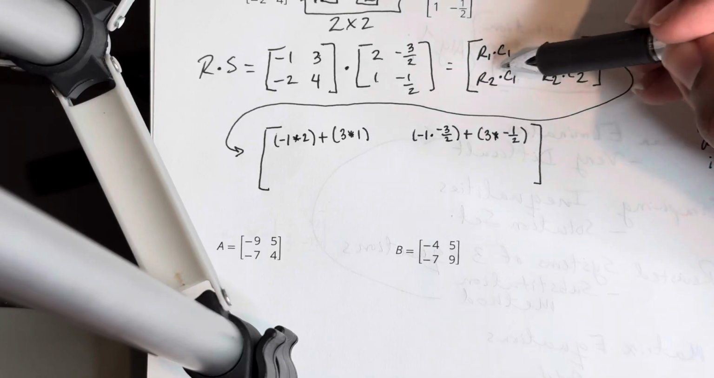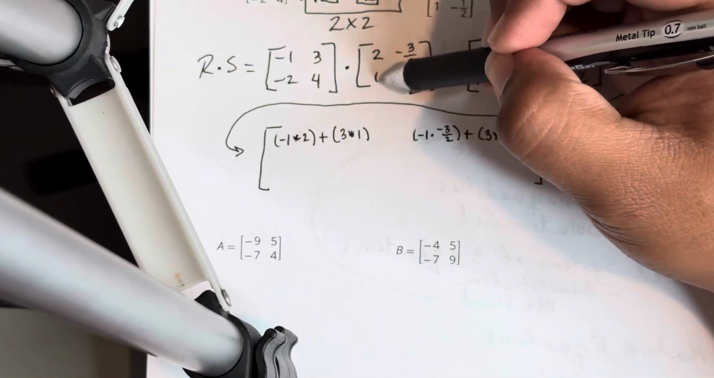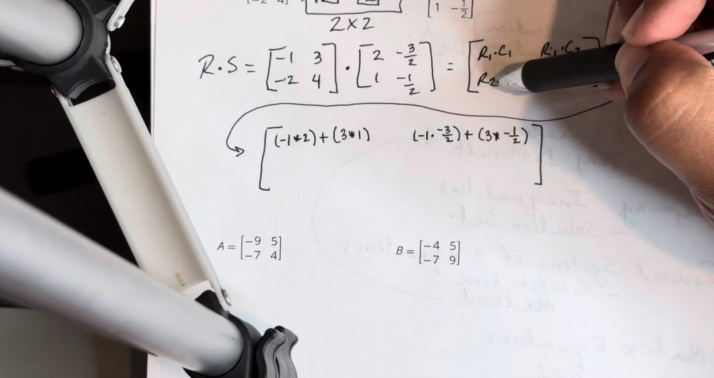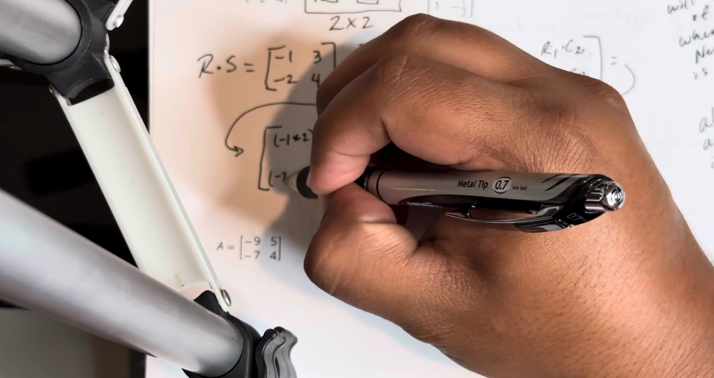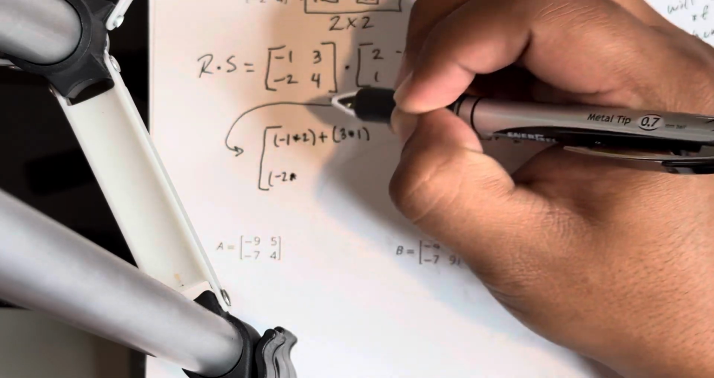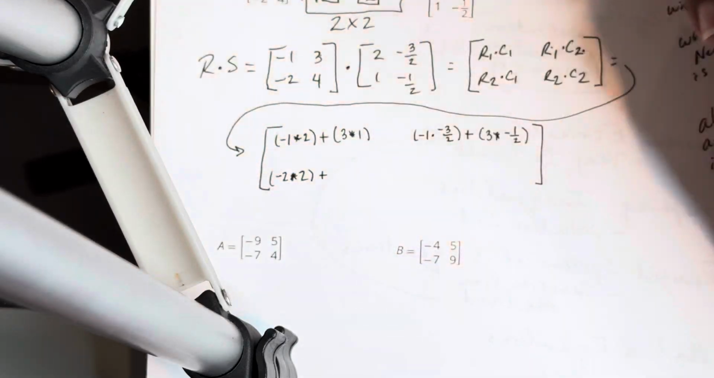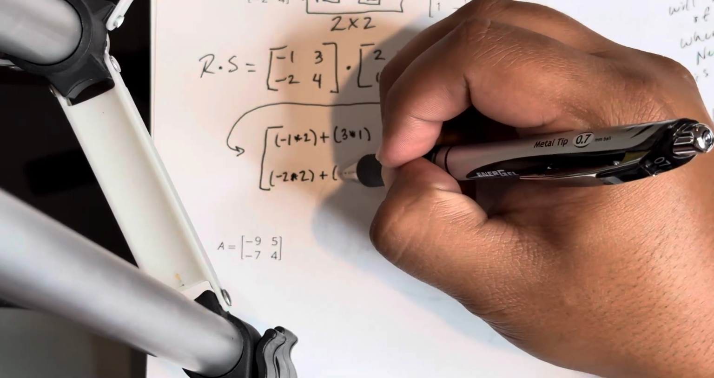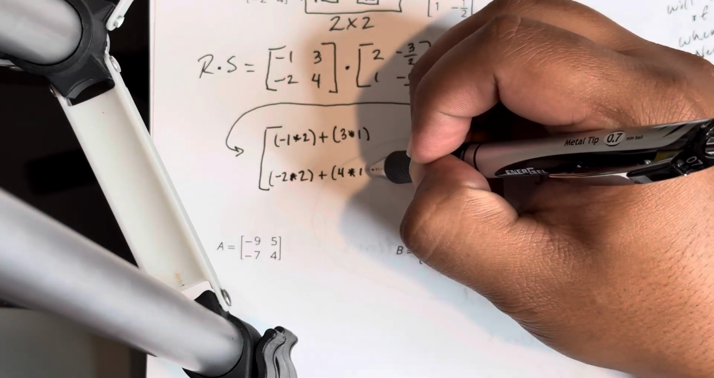And then now we're on row 2. Row 2 is -2 and 4, and then going against the columns one more time. Row 2 times column 1, starting with -2 times 2, plus 4 times 1.